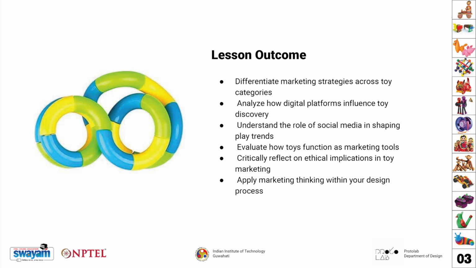You should also be able to analyze how digital platforms shape the way toys are discovered, understood, and chosen, and how this differs from traditional marketing environments. An important outcome is being able to recognize the role of social media and algorithms in shaping play trends and how these systems influence both attention and desire. This allows you to move beyond designing toys towards designing within systems of influence, behavior, and meaning.